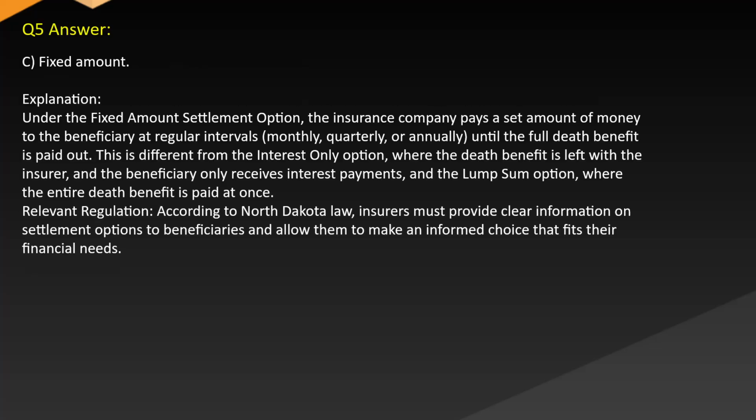Answer: C. Fixed amount. Explanation: under the fixed amount settlement option, the insurance company pays a set amount of money to the beneficiary at regular intervals, monthly, quarterly, or annually, until the full death benefit is paid out. This is different from the interest-only option, where the death benefit is left with the insurer and the beneficiary only receives interest payments, and the lump sum option, where the entire death benefit is paid at once.